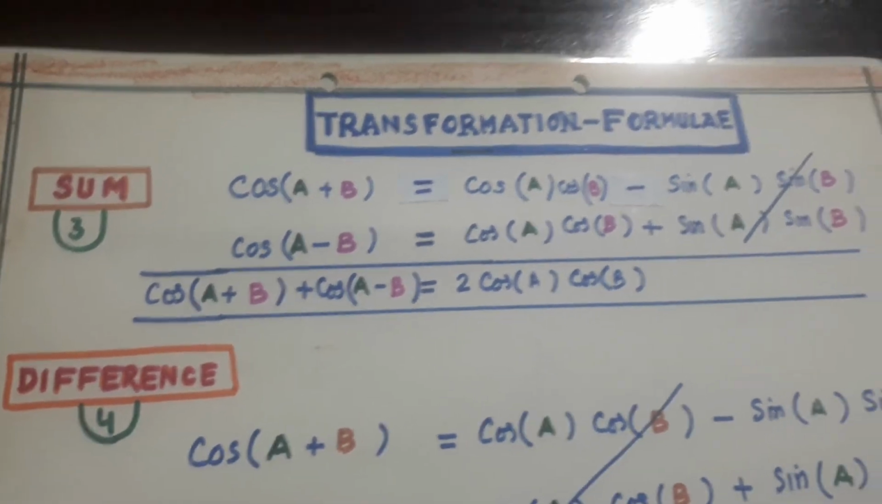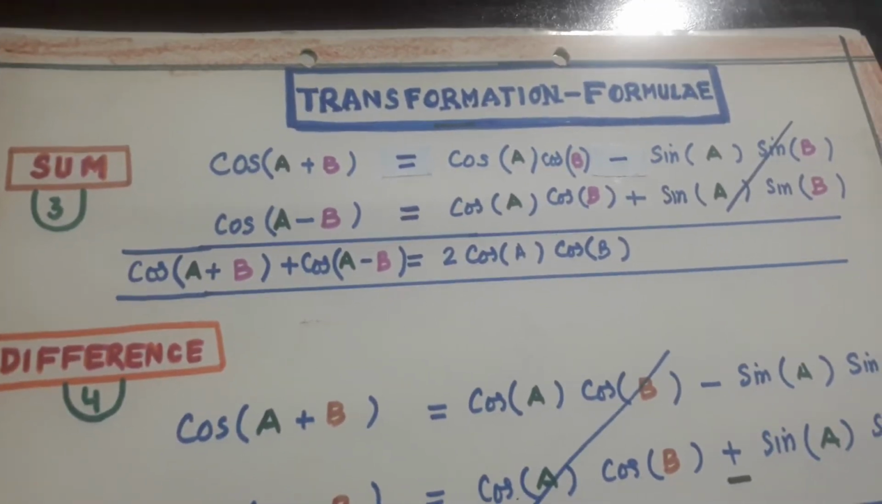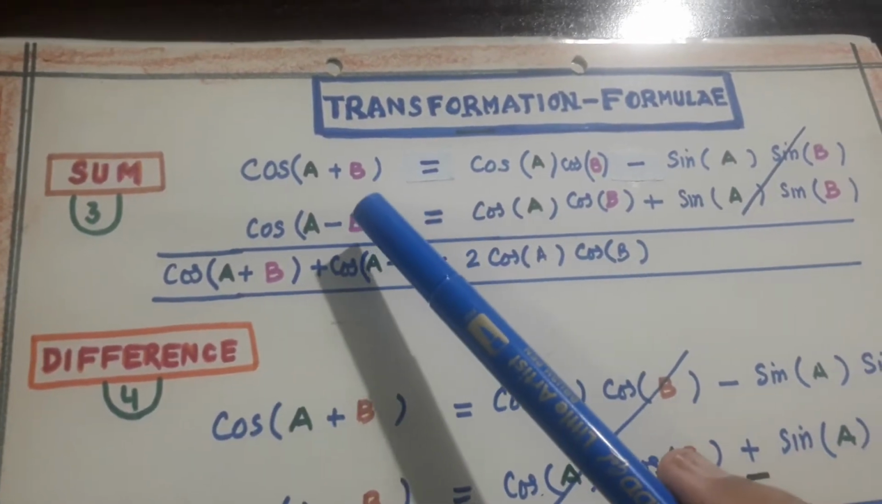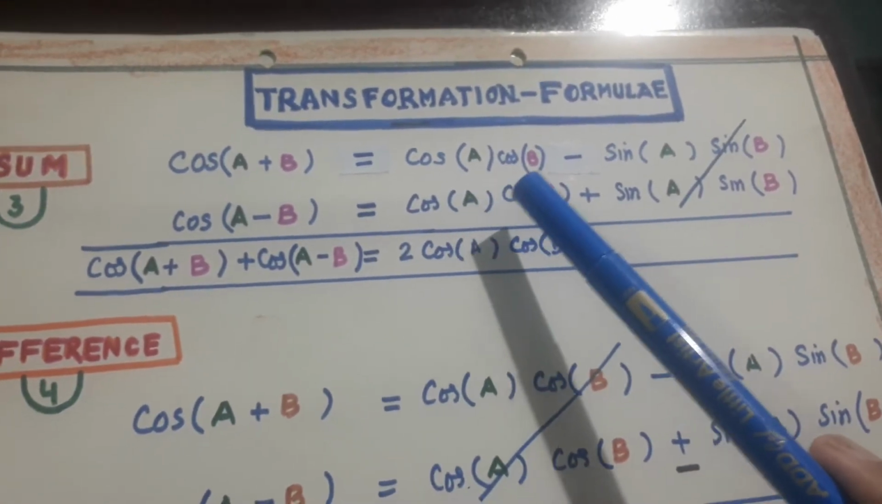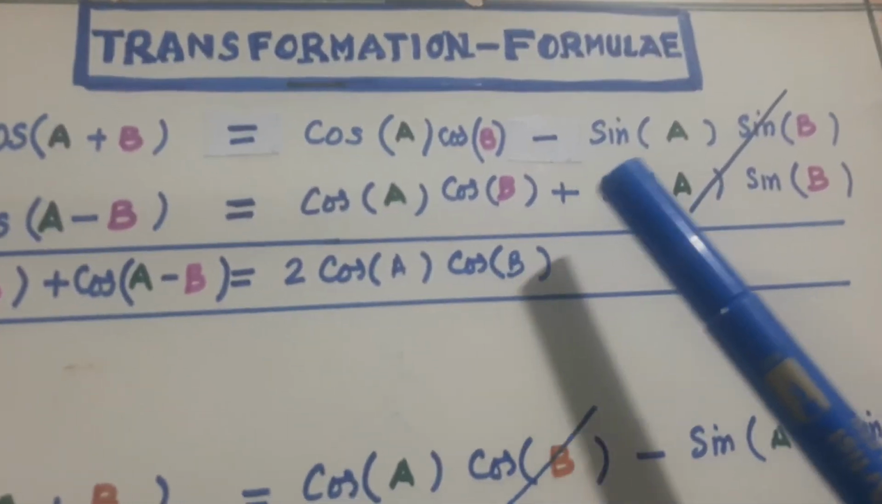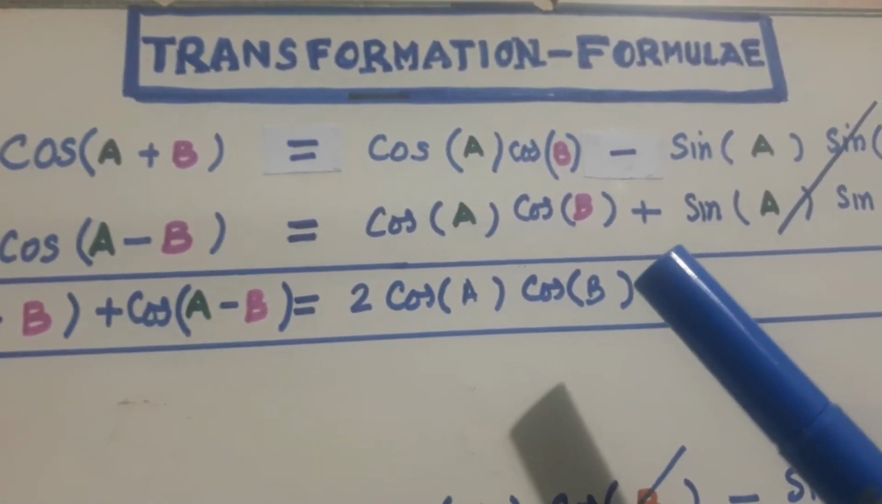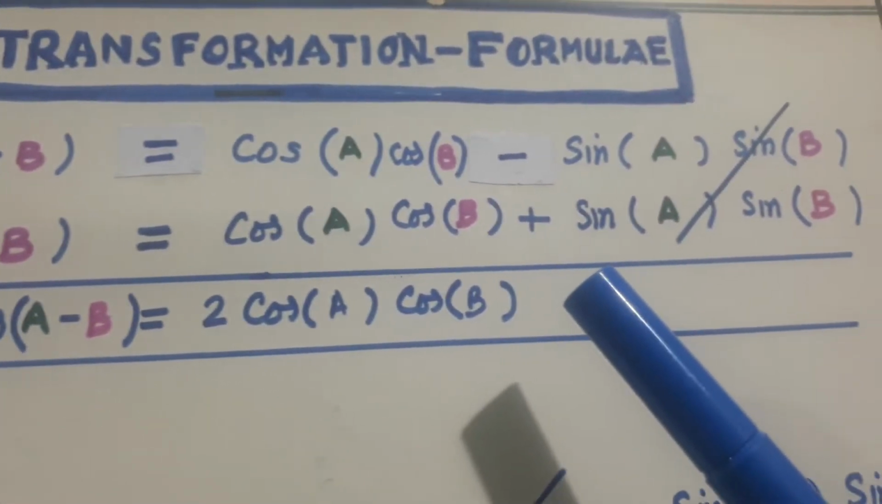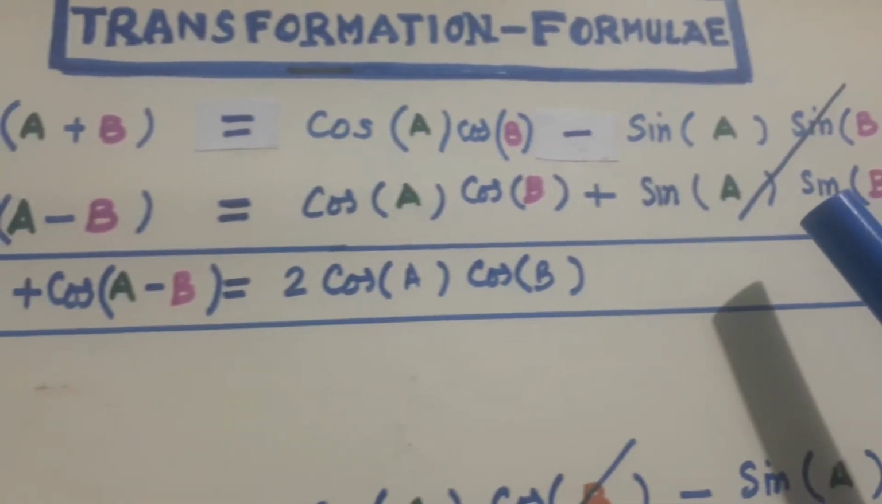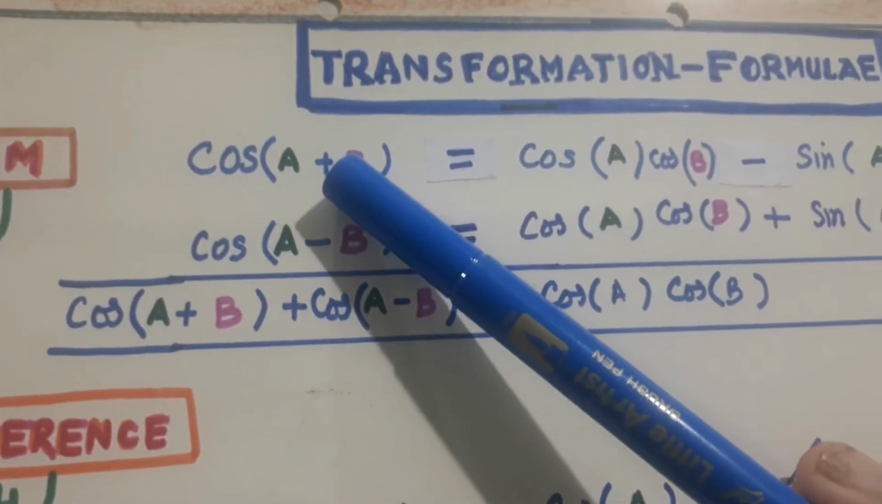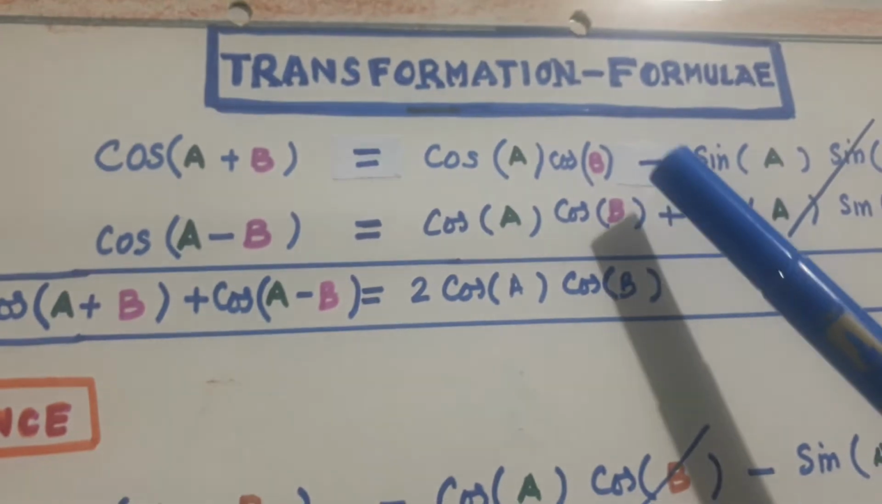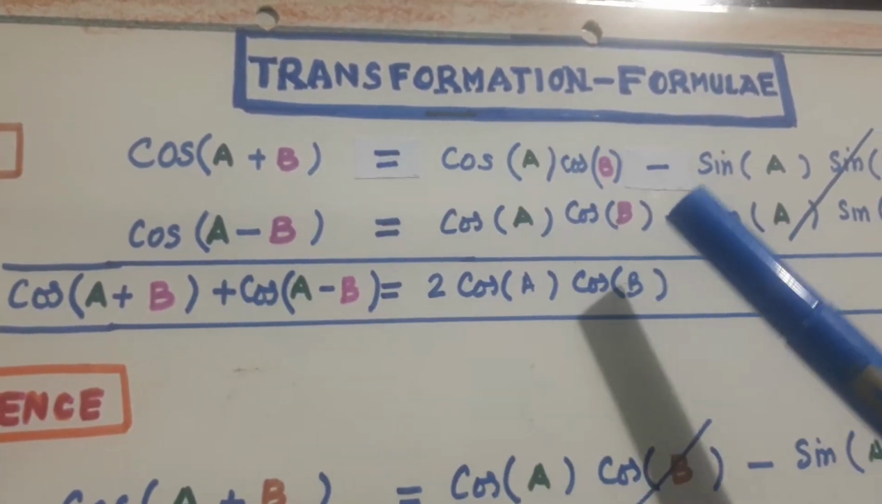Similarly, we will go ahead with the cos formulae. Cos A plus B is equal to cos A cos B minus sin A sin B. And cos A minus B, you already know, is cos A cos B plus sin A sin B. Plus in plus becomes minus, minus becomes plus.